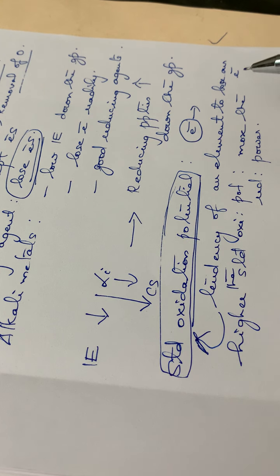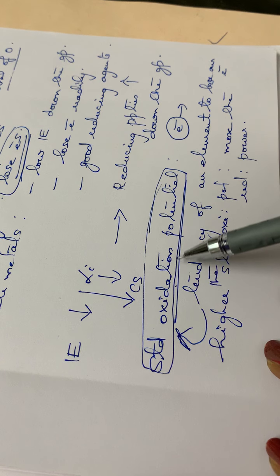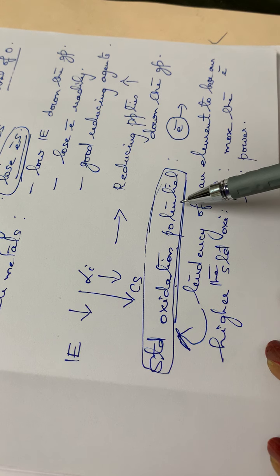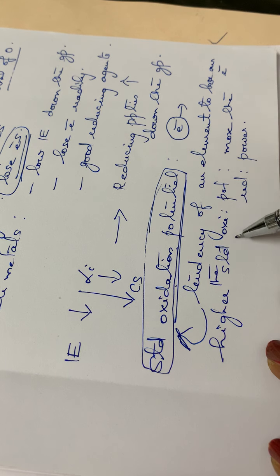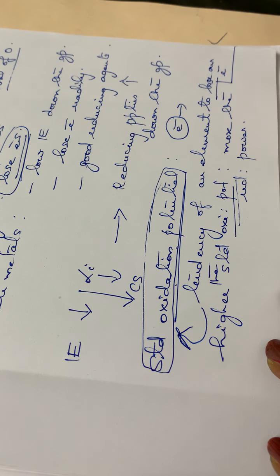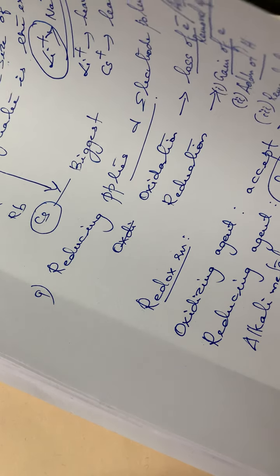So down the group, the ionization energy decreases and the reducing property increases. And also the tendency of an element to lose an electron is measured by the standard oxidation potential. That means it has a definite EMF, definite values will be there. And the higher the standard oxidation potential, the greater the reducing power for that particular element. Okay. Next we can see some of the standard oxidation potential values of these alkali metals. Okay.